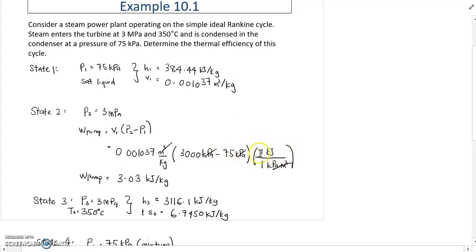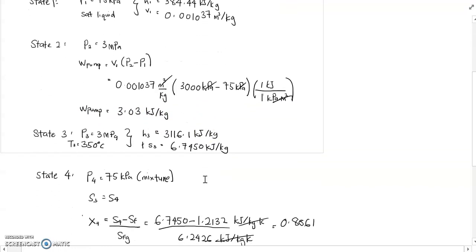You need to convert kilopascal to kilojoule. So 1 kilojoule is equal to 1 kPa dot meter cube. So this can cancel out meter cube, and you are left with kilojoule per kg. So plug this into your calculator, and your pump work is 3.03 kilojoule per kg.